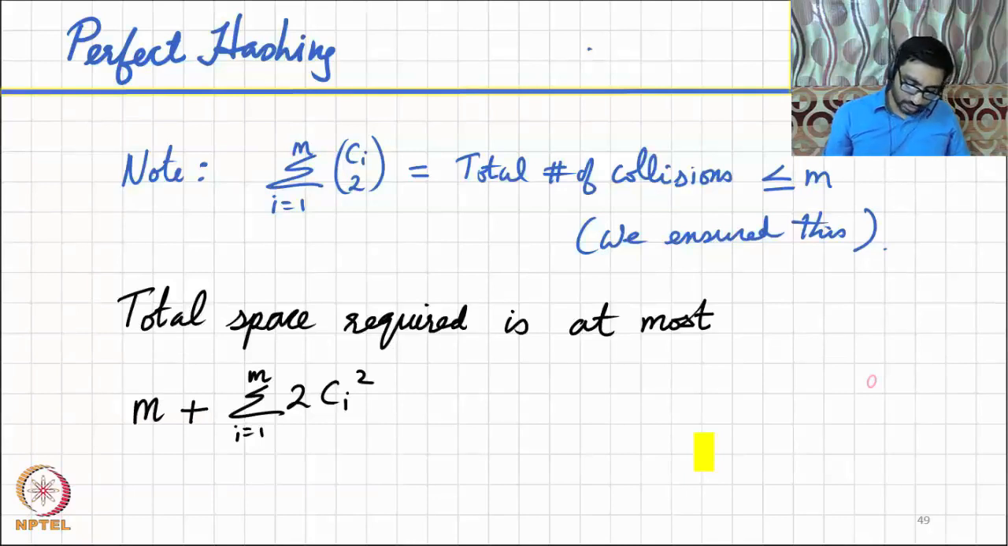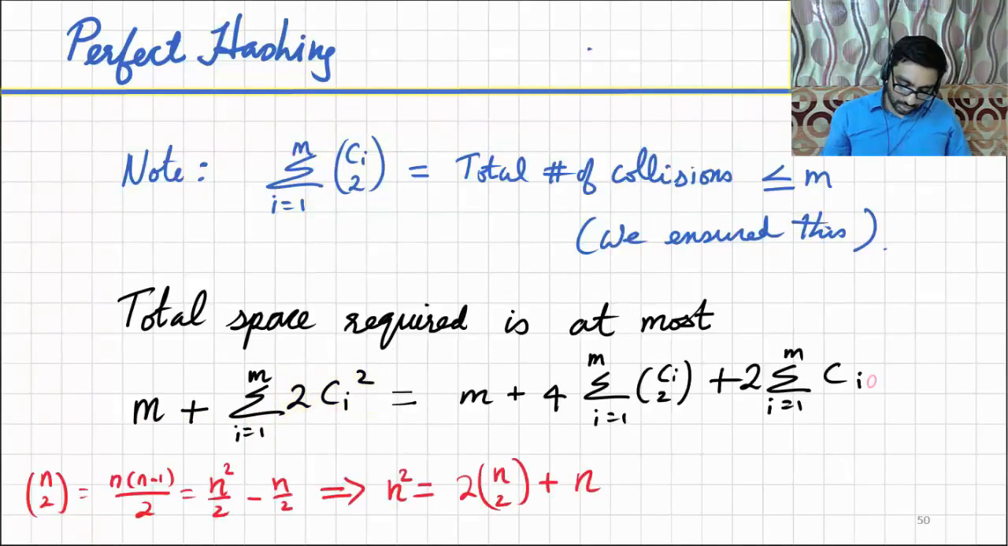Okay, so let's look at that. The total space required is at most m plus the summation i equal to 1 to m of 2 ci squared, because each time there was a collision at those locations where there were multiple items that were hashed into, we created separate hash tables of length 2 ci squared. So that's the total space, and that's equal to m plus this summation of 2 ci squared. We want to bring it to a form that we can analyze easily.